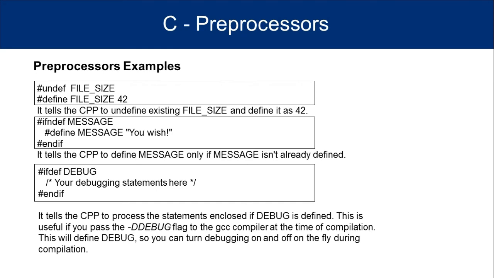Preprocessor examples continue. First, it tells the CPP to undefine FILE_SIZE and define it as 42. Second, it tells the CPP to define MESSAGE only if MESSAGE isn't already defined. Third, it tells the CPP to process the statements enclosed if DEBUG is defined. This is useful if you pass the DEBUG flag to the GCC compiler at the time of compilation. This will define DEBUG, so you can turn debugging on and off on the fly during compilation.